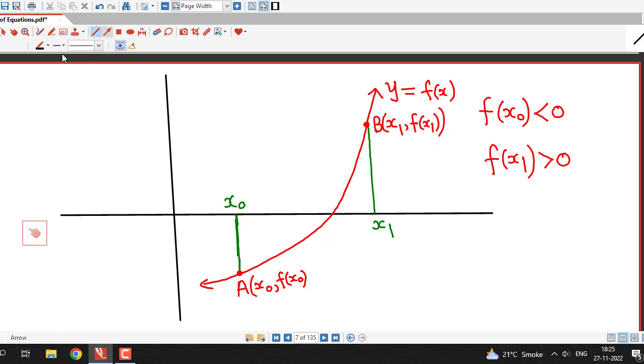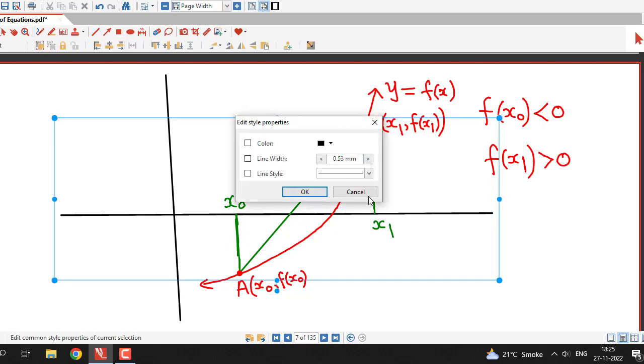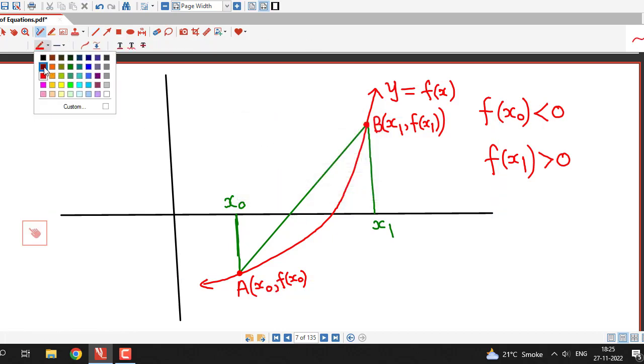So the idea of the method is to join these 2 points by a straight line. So we consider the straight line joining these 2 points A and B. Now we find the point where this line intersects the x-axis. We can see that the line intersects the x-axis at this point, and we consider this point as our approximation to the root. Suppose we denote this point by x2, then we will consider x2 as the approximation to the root of f(x) equal to 0.